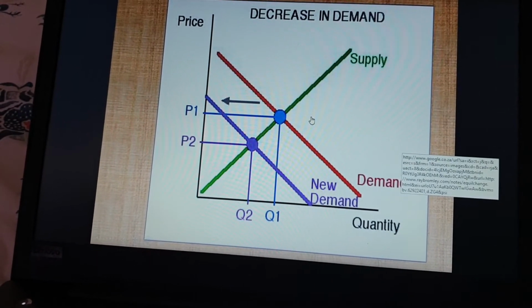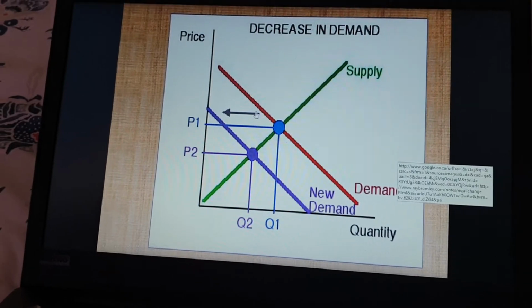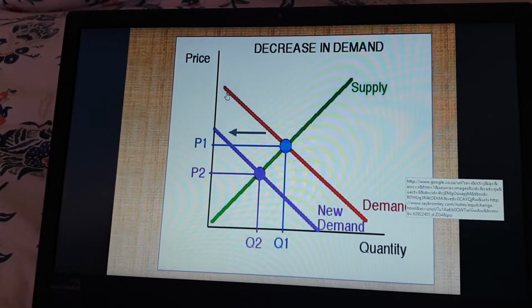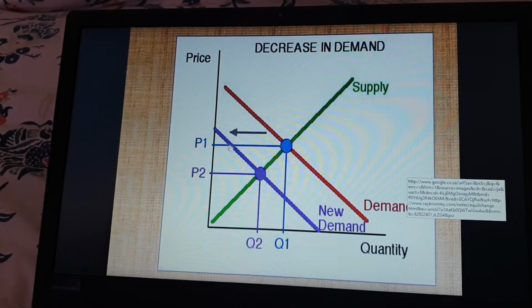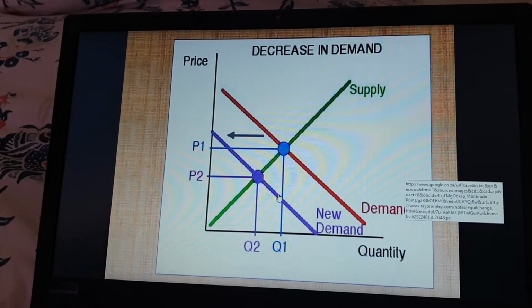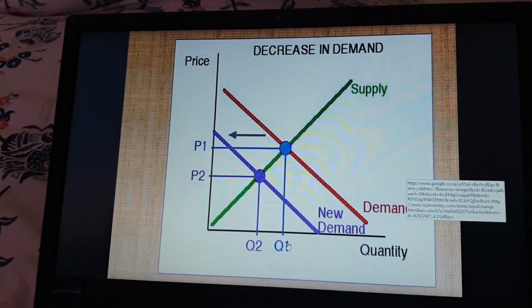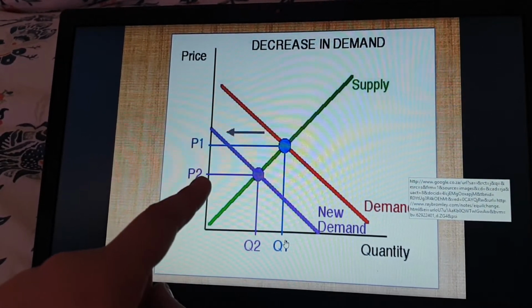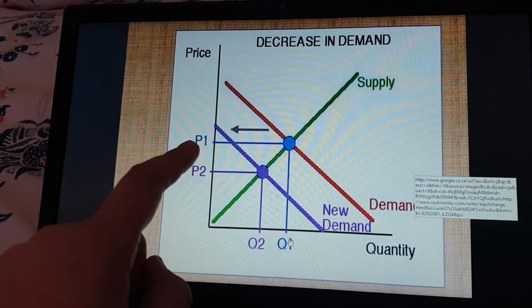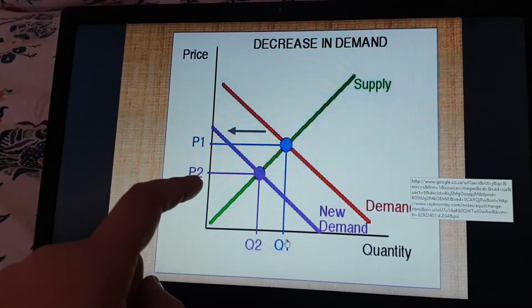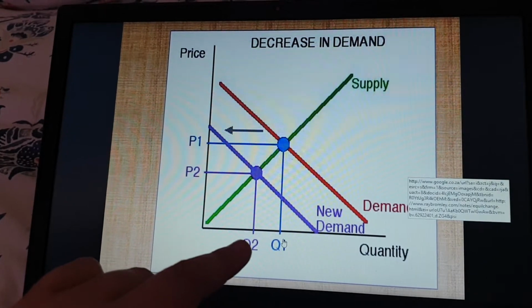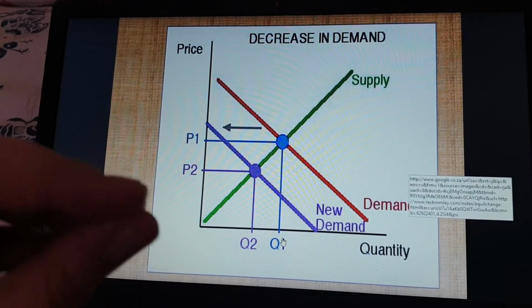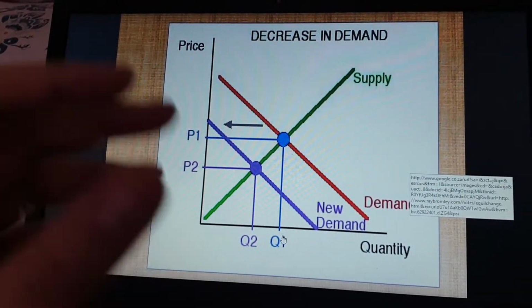Right, so in other words, my demand curve shifted to the left to the new demand. Normally we will call the original demand DD, and the new demand will be known as D1. So what happened to my quantity? My quantity decreased from Q1 to Q2. My price, what happened to my price? My price decreased from P1 to P2, because if there's a decrease in the quantity demanded, the suppliers will lower the prices so that the consumers will buy the product.